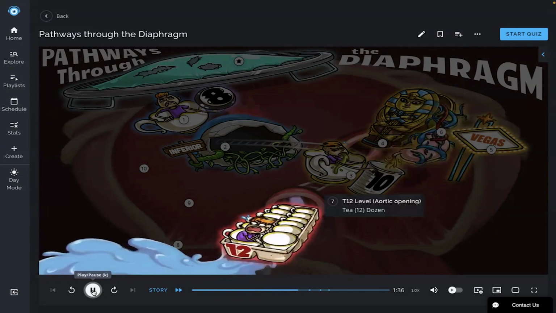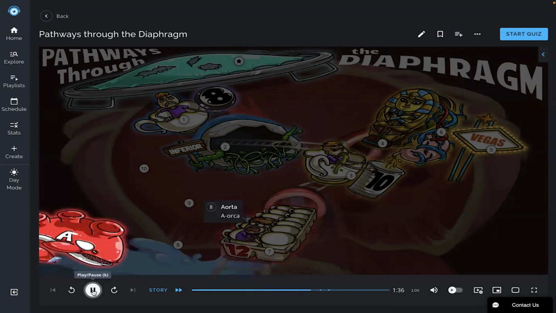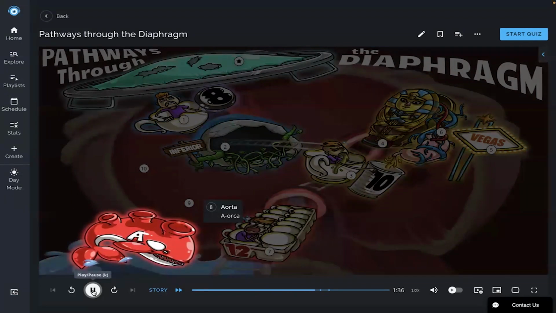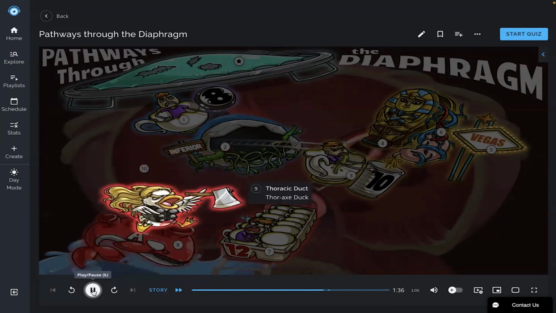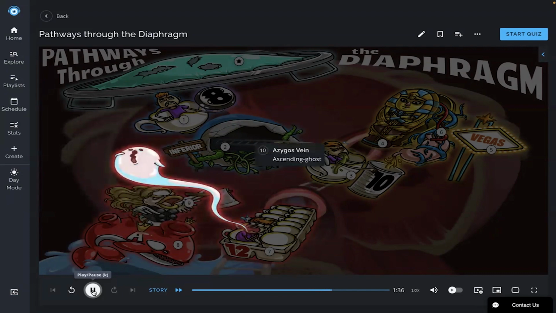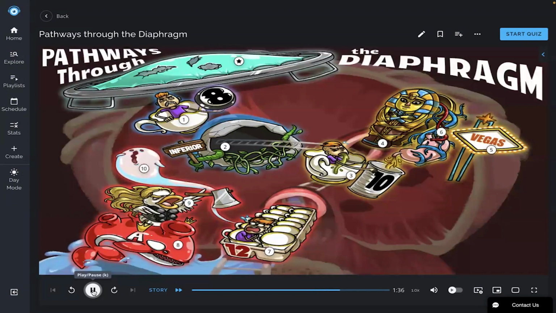The aortic opening refers to the diaphragmatic opening at the T12 level, the T12 dozen in the image. And at this level, the aorta, shown as the aorta, passes through the diaphragm. Additionally, at this level, the thoracic duct, the thorax duct, and the azygous vein, the ascending ghost, also pass through the diaphragm. So, let's give the pathways through the diaphragm another look.